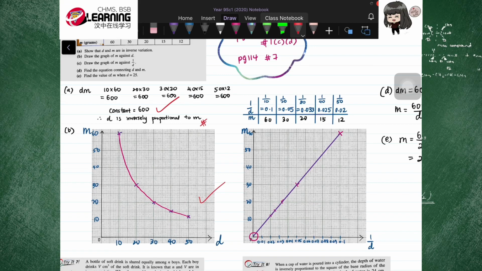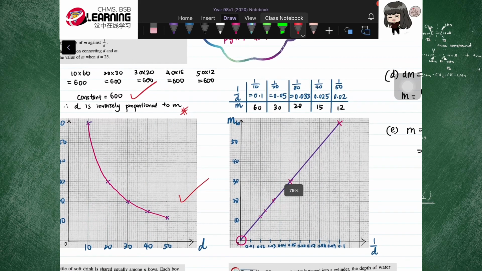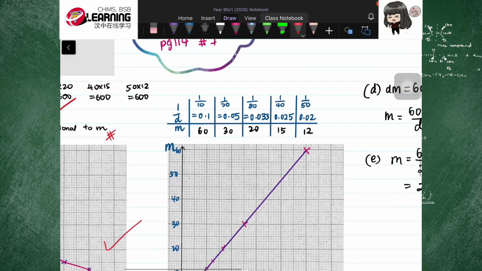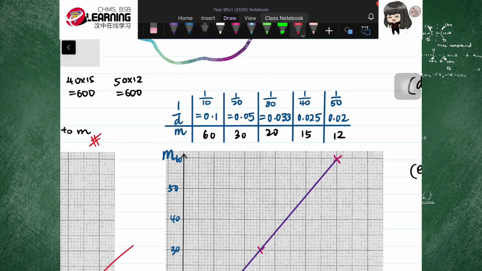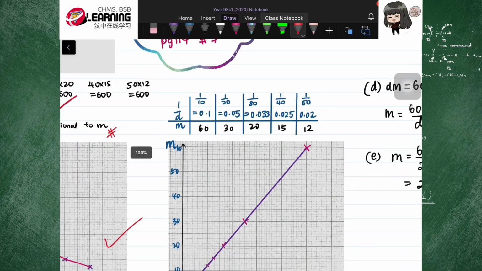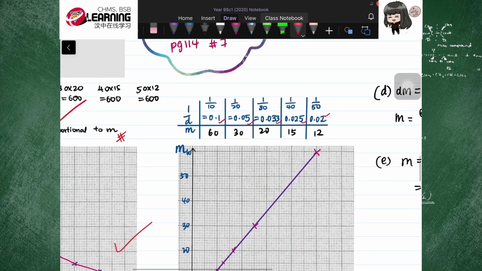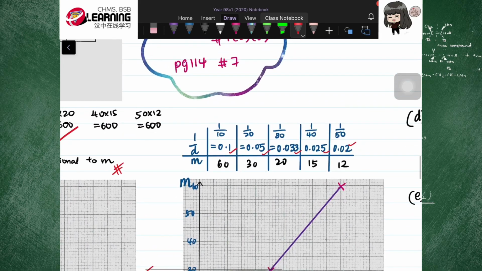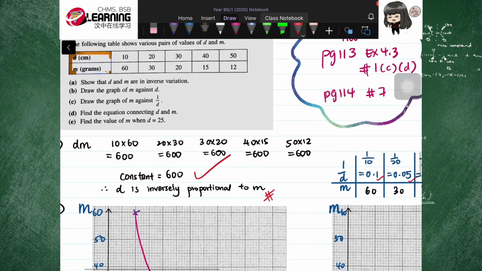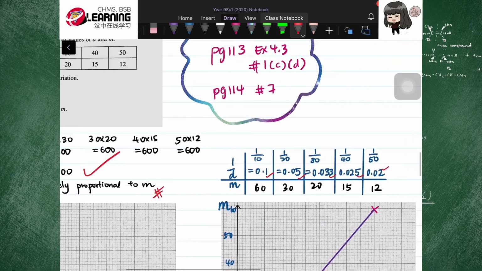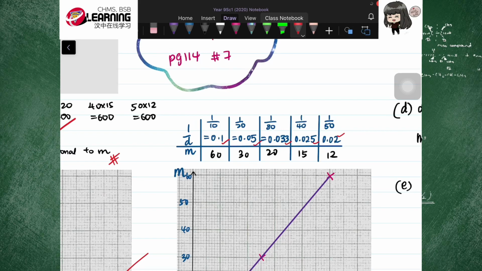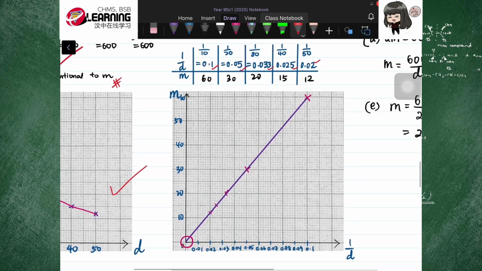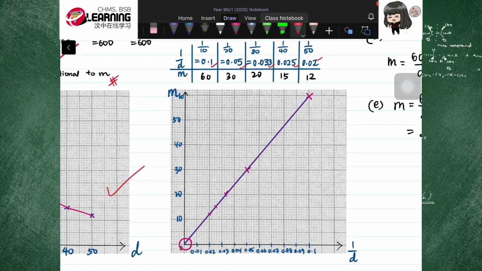And part C, draw the graph m against 1 over d. Please make a new table, 1 over d. Please check if it's correct. The d is already given from the table, so for each of these, you have to change it to 1 over d. Then you plot the graph of m against 1 over d.